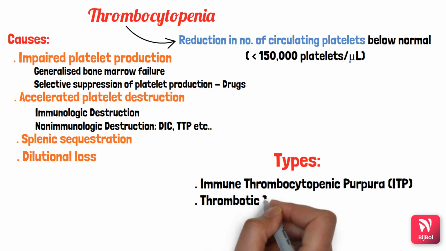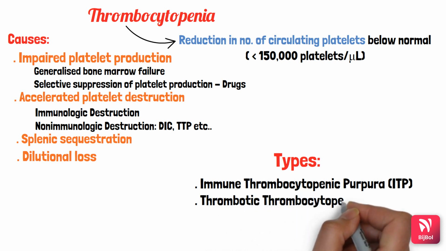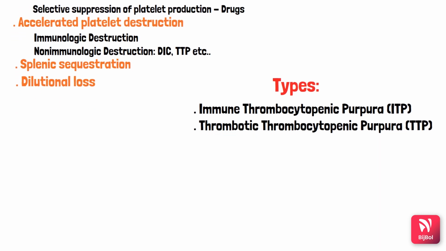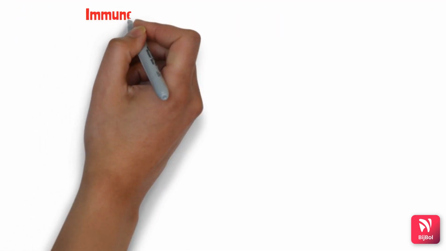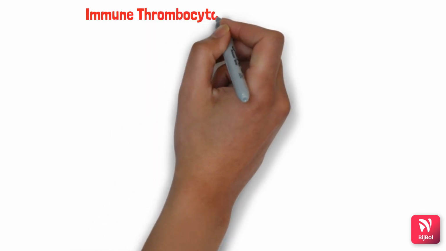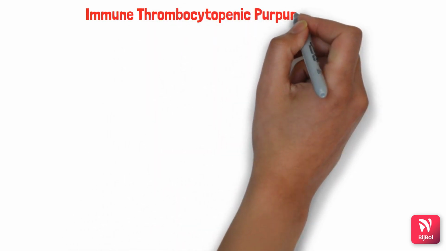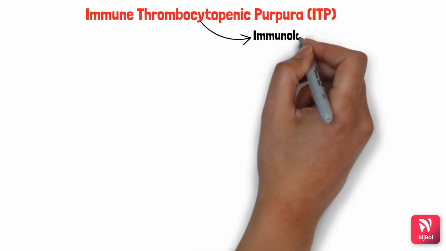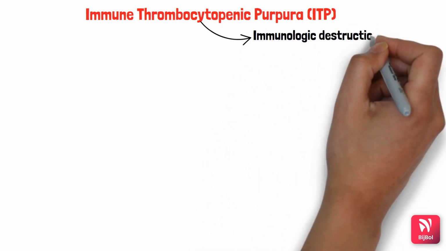And this thrombocytopenia is of mainly two types: immune thrombocytopenic purpura, which is also called ITP, and the second type is thrombotic thrombocytopenic purpura, TTP. So now let's see about immune thrombocytopenic purpura, which is also called idiopathic thrombocytopenic purpura. So both ways we can call it ITP. Here idiopathic or immune we are saying. So there will be immunologic destruction of the platelets here. So how does this immunologic destruction occur?